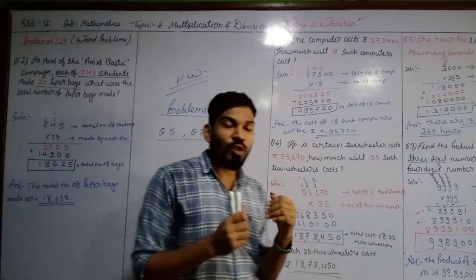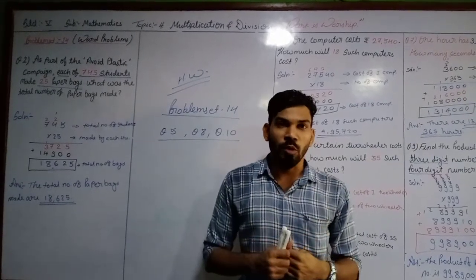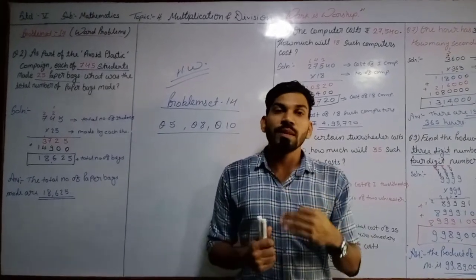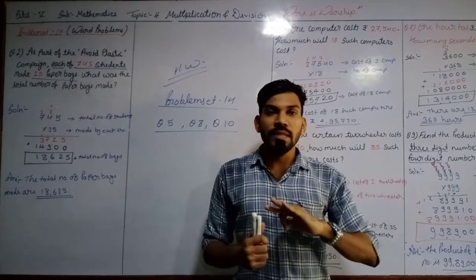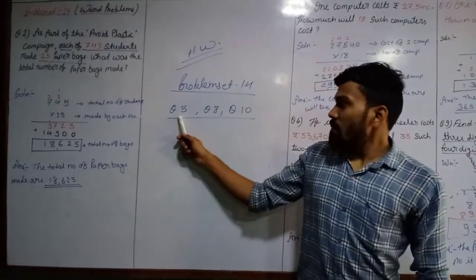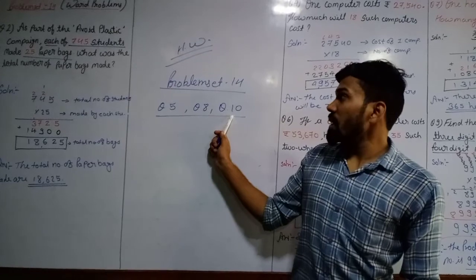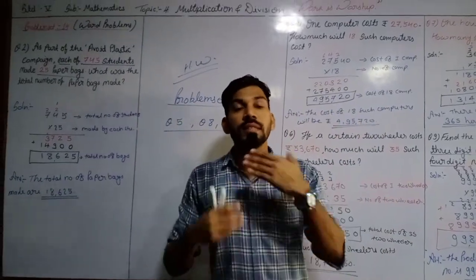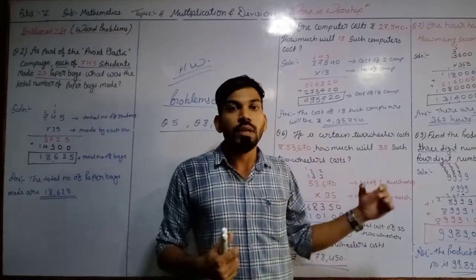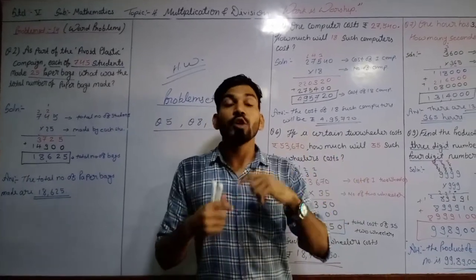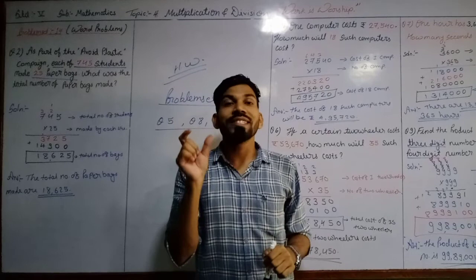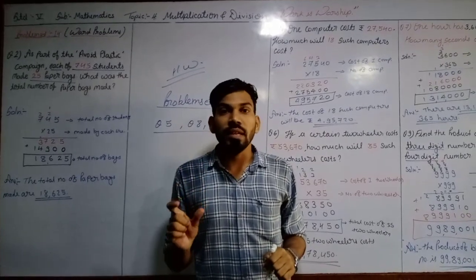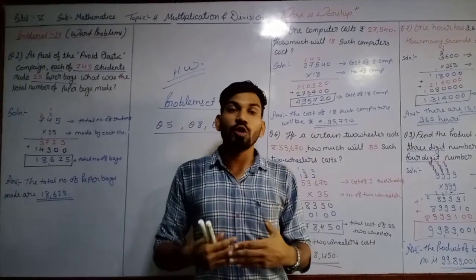So we learned how we are going to do the multiplication of the word problem. So we did 6 sums today. The 3 sums left are question number 5, question number 8, question number 10 of the problem set number 14. You have to do the sums the same way whatever we did in the video. Just read the sum, try to understand it, get the numerical numbers they are asking, do the multiplication and write down the answers.